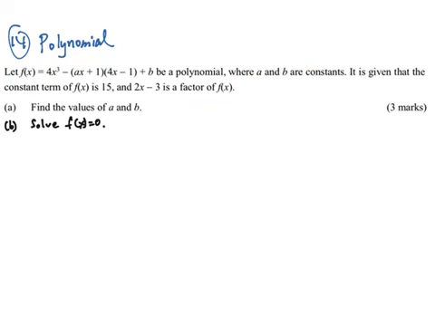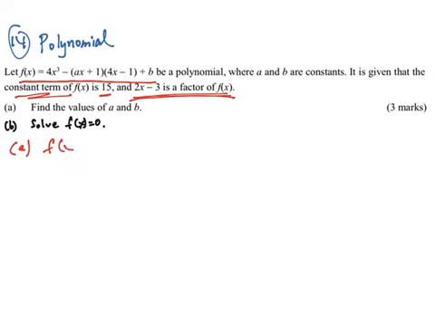Let's look at another example. Consider this f(x), and then given the constant term is 15, and 2x minus 3 is a factor. That means no remainder when we divide by 2x minus 3. So let's see part A. Find the value of a and b.